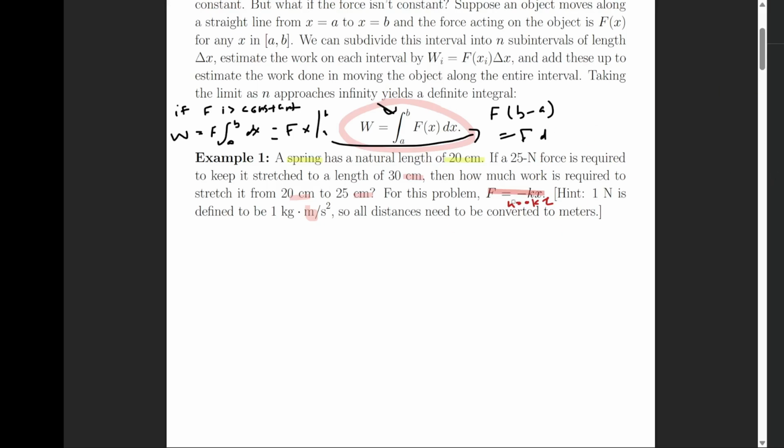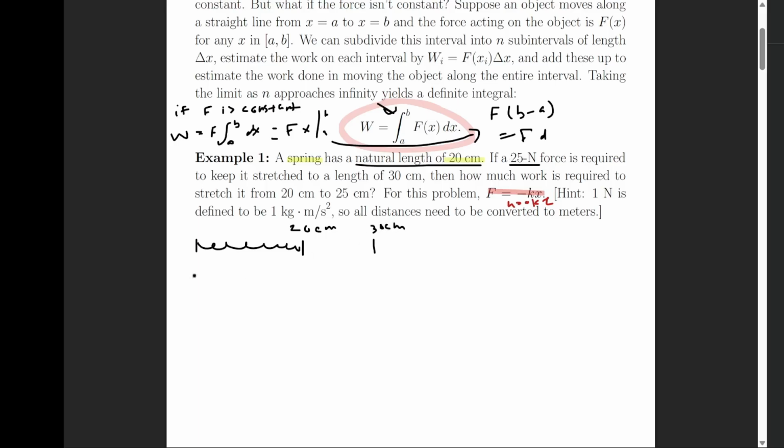Okay, so what's important? Other than that, it's a spring. It has a natural length of 20 centimeters, and then a 25 Newton force is required to keep it stretched. So if we want to draw it out, this is our spring, and it has a natural length of 20 centimeters. And a 25 Newton force is required to keep it stretched to 30 centimeters. So here are 30 centimeters, right?